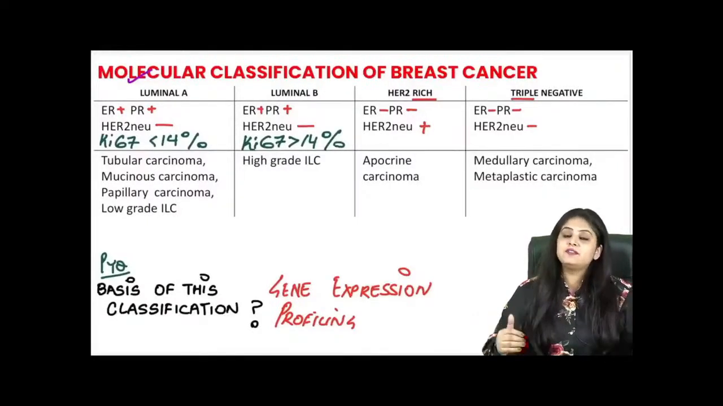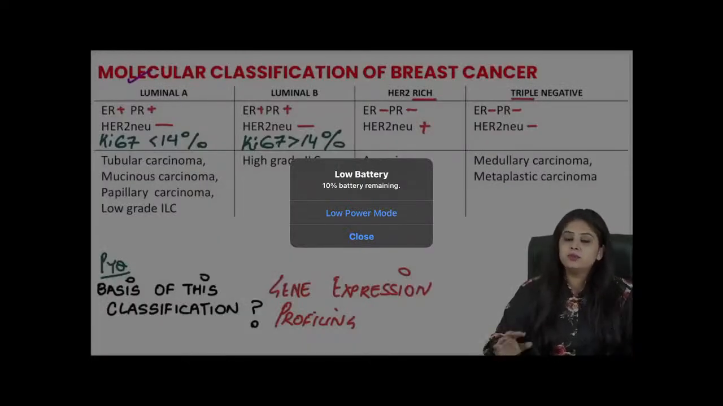Then luminal A and luminal B are looking the same: ER, PR positive, HER2 negative. So how do I differentiate? I differentiate on the basis of Ki67. If it is less than 14%, it is luminal A, and if it is more than 14%, it is going to be luminal B, right?